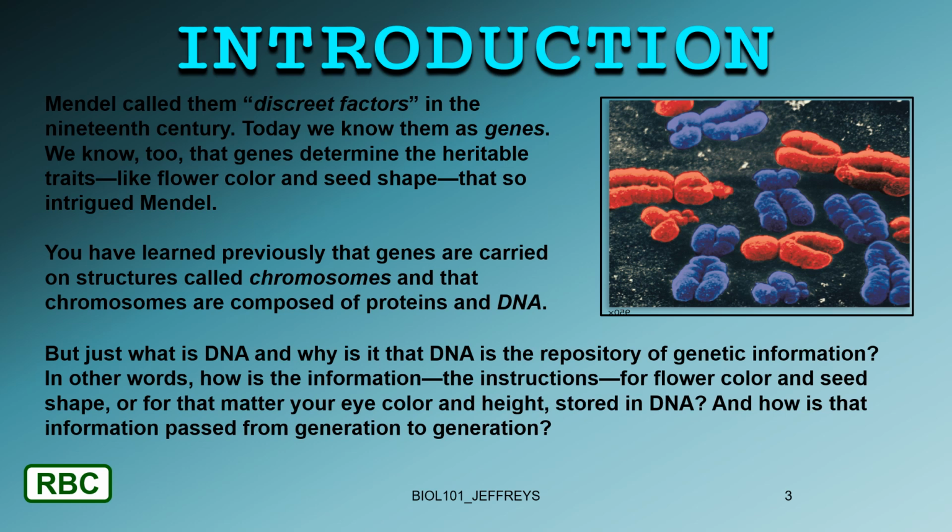You know that genes are carried on structures called chromosomes. But just what is DNA, and why is DNA the repository of genetic information? In other words, how is the information, the instructions for flower color and seed shape, or for that matter your hair color, your eye color, five fingers on each hand, height, stored in DNA, and how is that information passed from generation to generation? That is the subject of this chapter.